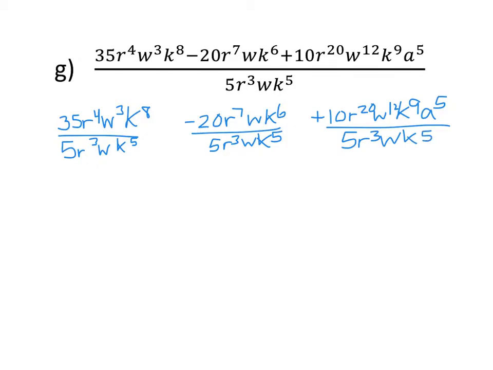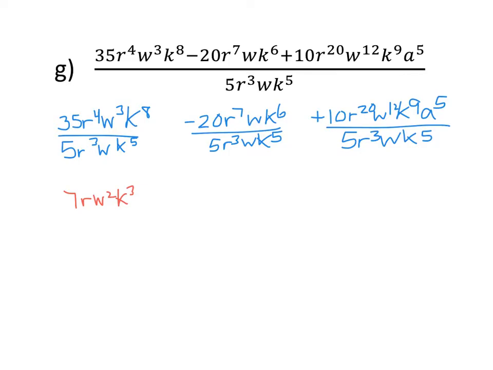Okay. 35 divided by 5, I'm looking at the first fraction. 35 divided by 5 is 7. R to the 4th divided by R to the 3rd is R. W to the 3rd divided by W is W squared. K to the 8th divided by K to the 5th is K to the 3rd.